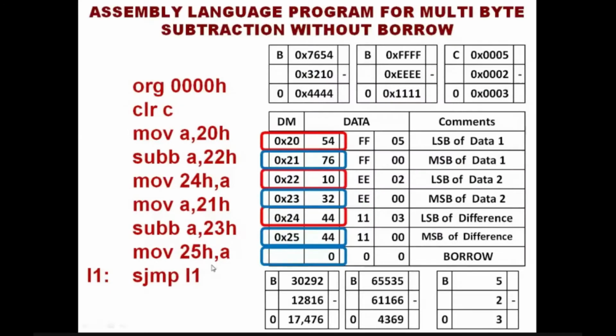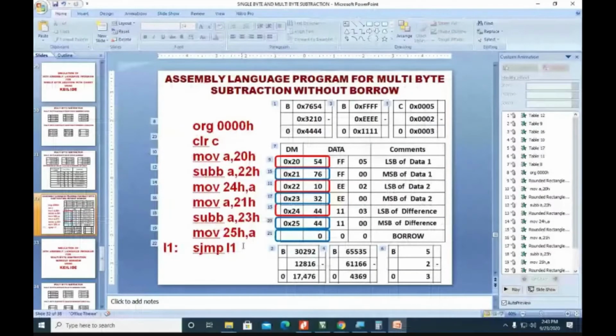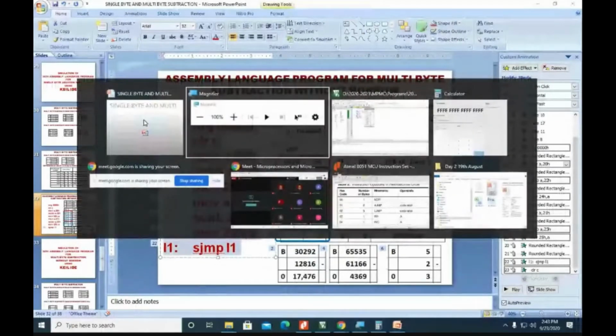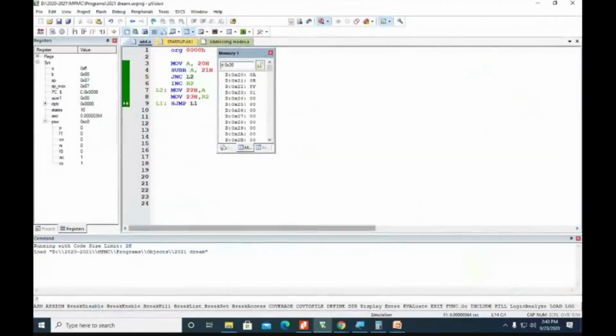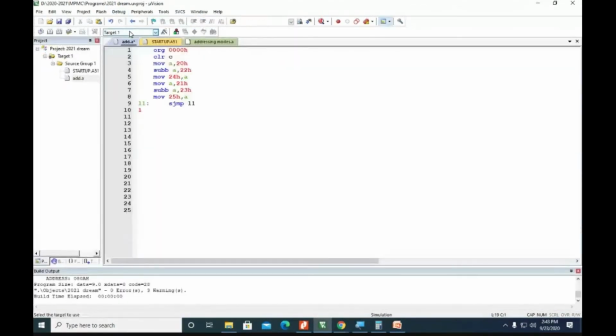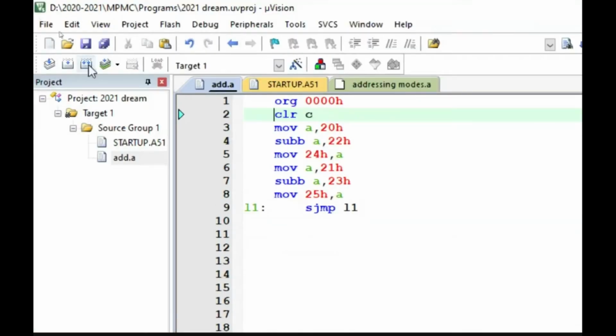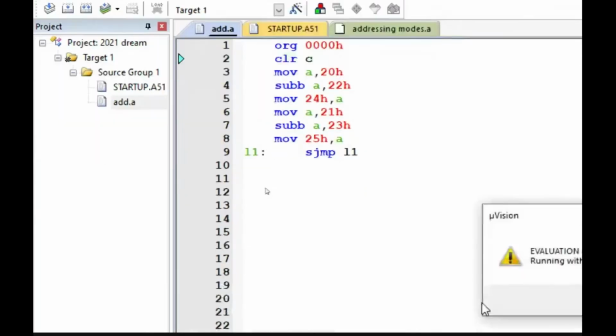Let us test it with some simulation of multi-byte subtraction without borrow by copying and pasting the same code. So let me copy this code for multi-byte subtraction and then paste the same code in the Keil IDE for convenience. But please select this and paste it, and then come out from the debugger window because we have modified the code. Now zero errors. So rebuild all, zero errors. Going to debug start.